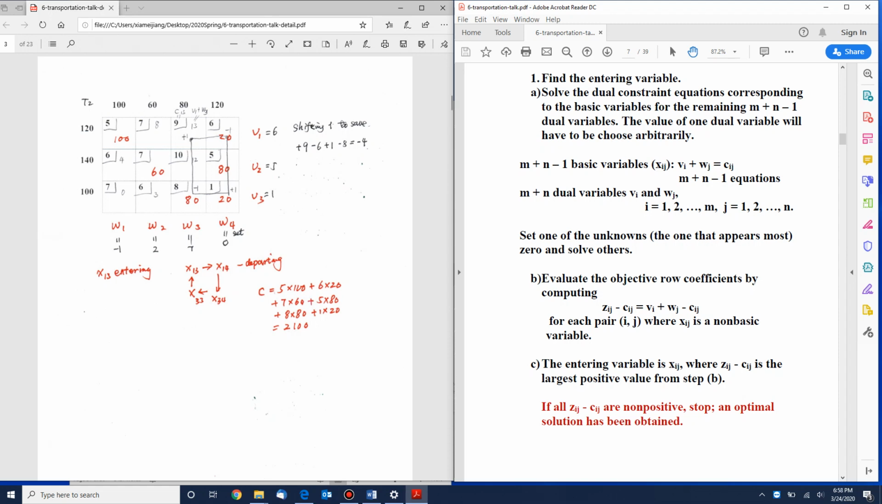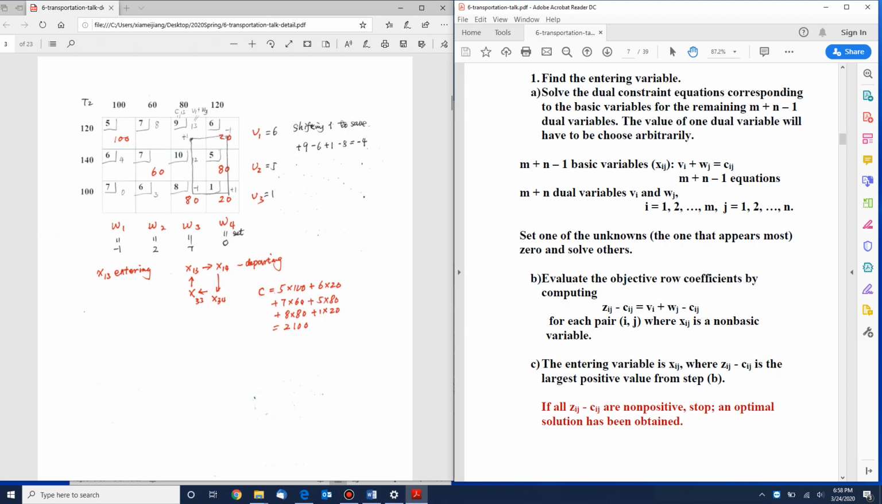small letters in those cells, just simply use them to minus the Cij and find which one has the largest positive value. So 8 minus 7 equals 1, 13 minus 9 equals 4, 12 minus 10 is 2, 4 minus 6 is negative, 0 minus 7 negative, and 3 minus 6 negative. So actually you reach what? The largest positive value is V1 plus W3 minus C13. That's what is in the cell 13.